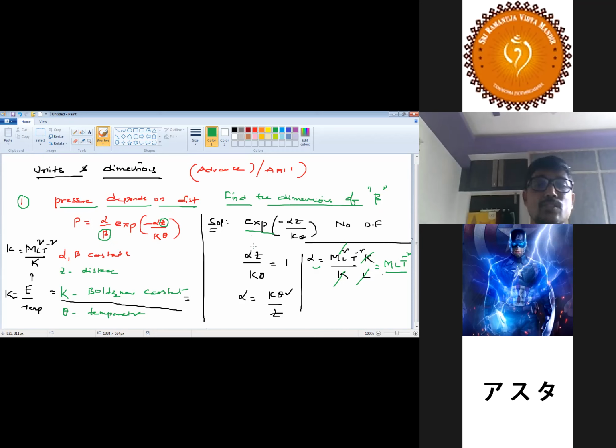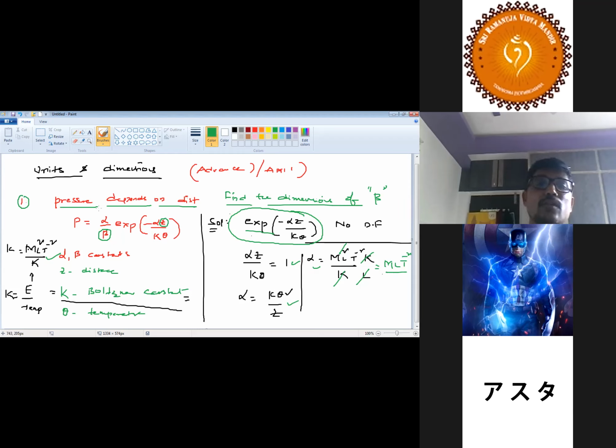These are some of the limitations of the dimension formula. Based on these limitations, I am considering that this exponential function has no dimension formula. So alpha z by k theta is equal to 1, now alpha is equal to k theta by z. Here k is the Boltzmann constant, whose dimension formula is M L square T power minus 2 per unit temperature. Substituting the dimension formula for temperature, I get alpha is equal to M L T power minus 2, right?